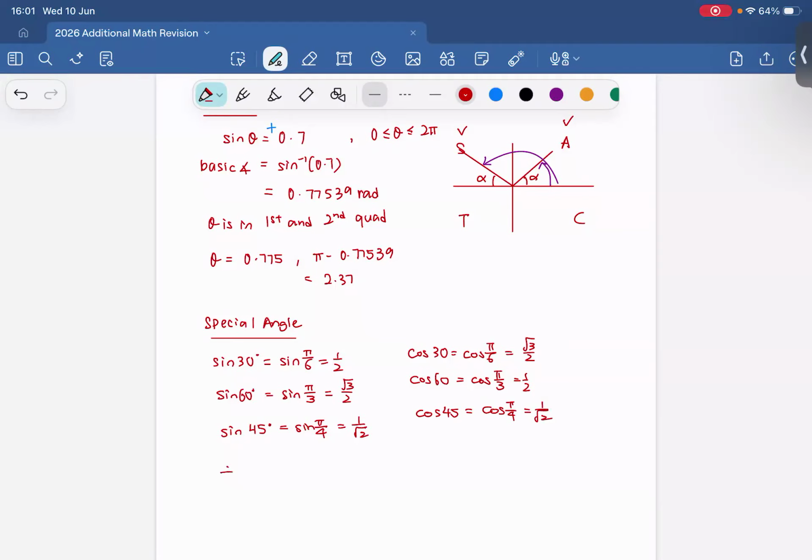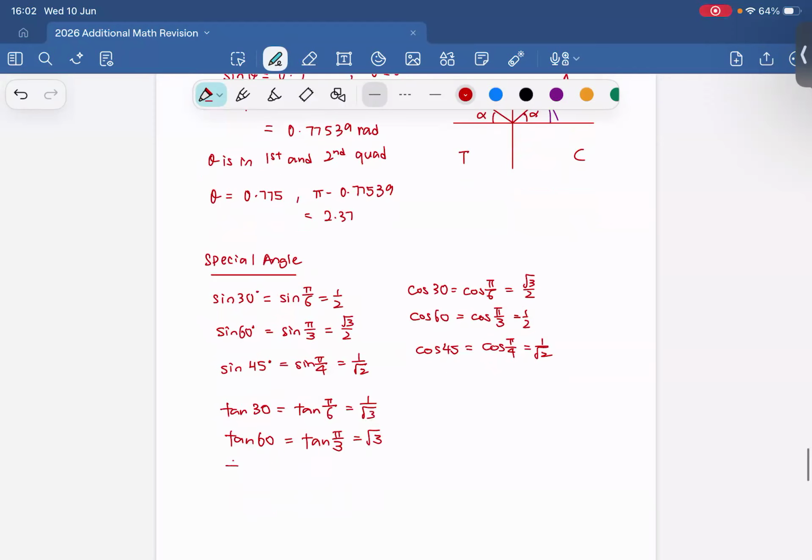Of course, we also have our tangent 30, which is tangent pi over 6. Please do not memorize all this, or you can try to find them using your calculator. For those who have memorized, well done, but if you have other more important things to memorize, this is not the important thing that you should memorize first. Okay, all these are in degrees. So these are your special angles.